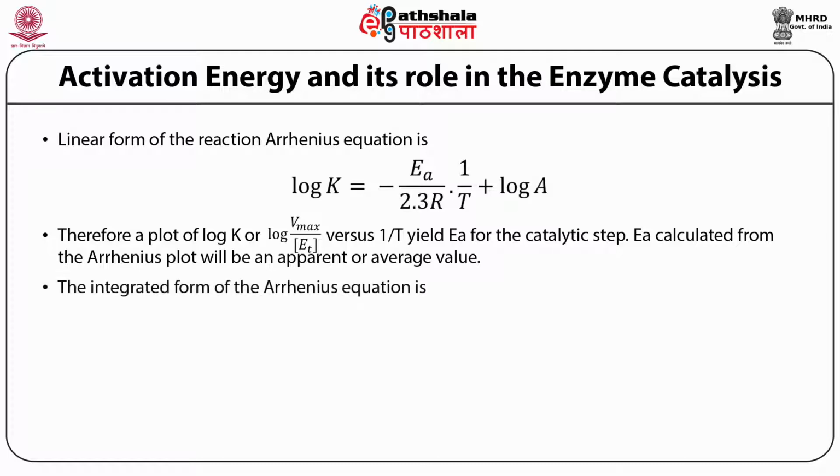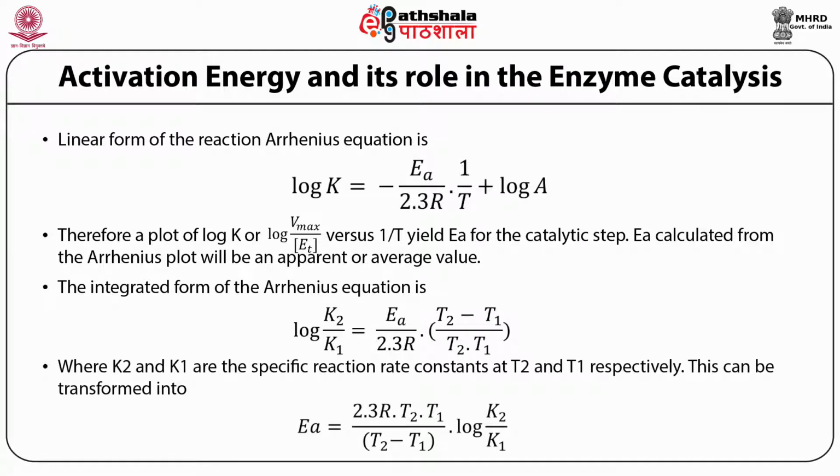There is another form of Arrhenius equation, and that is the integrated form, and the equation becomes log K2 upon K1 is equal to EA upon 2.3 R into the bracket (T2 minus T1) divided by (T2 into T1), where K2 and K1 are specific reaction rate constants, and T2 and T1 respectively are the temperatures at which these rate constants are calculated.